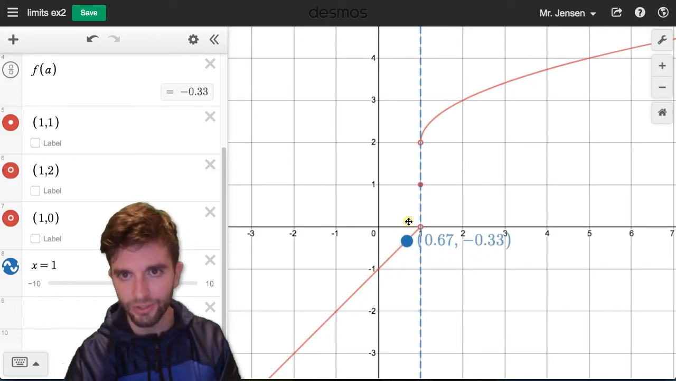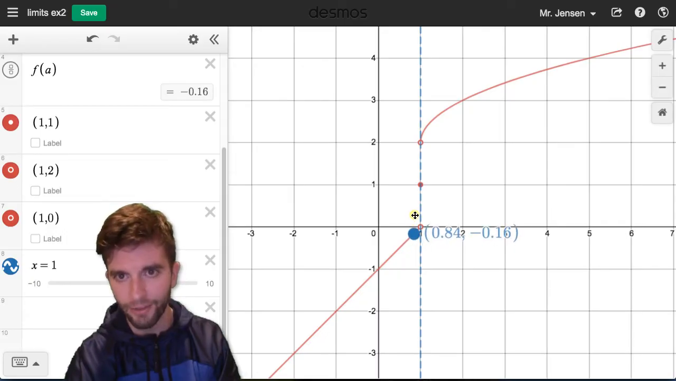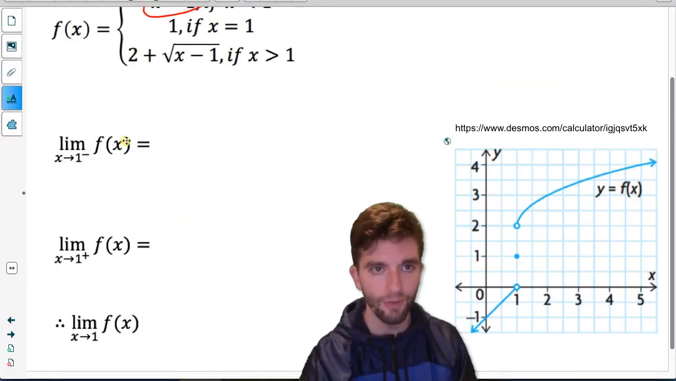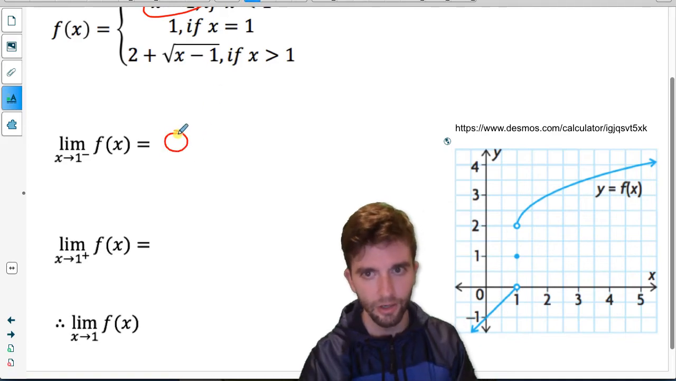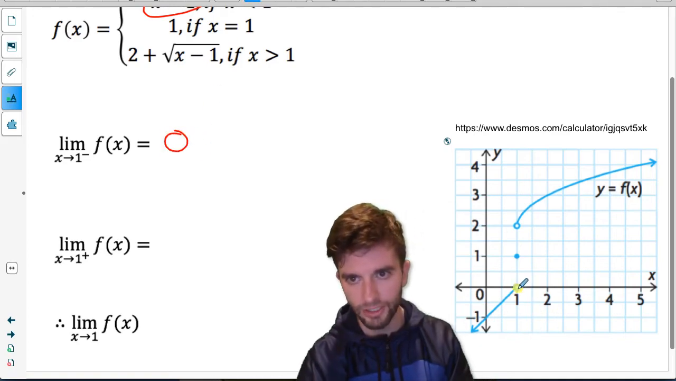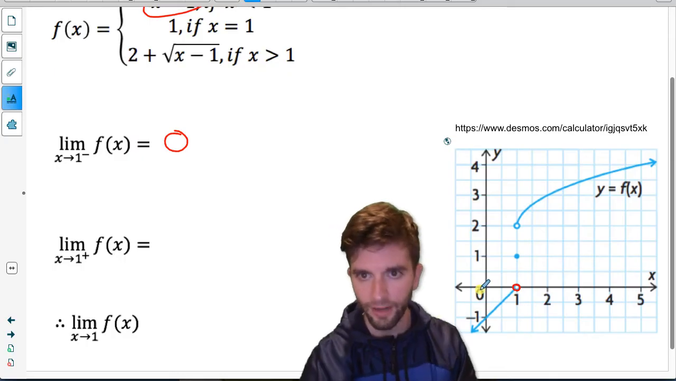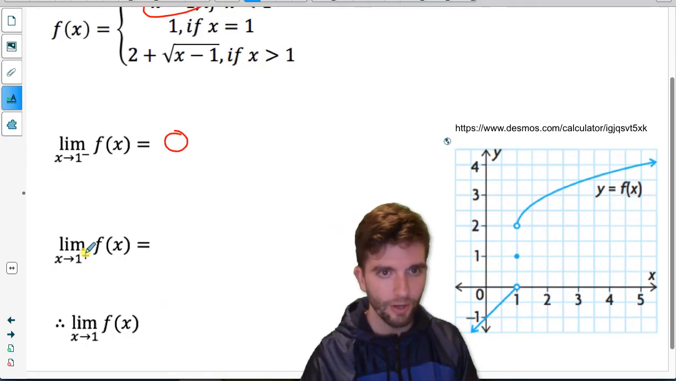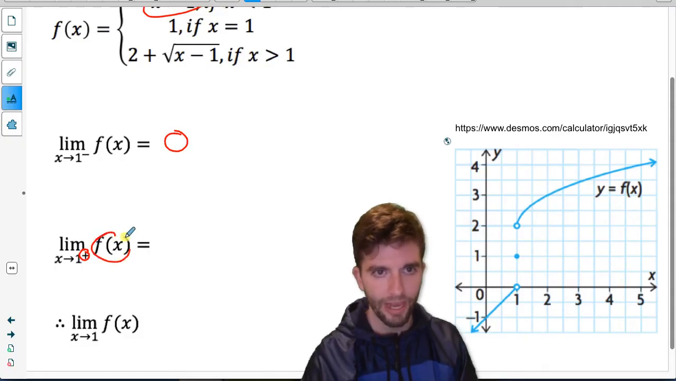As x gets closer to 1, the y value is getting closer and closer to 0, the y value of that open dot. So the limit of the y values as x approaches 1 from the left is 0. From the left, it's approaching that open dot. And that open dot has a y value of 0. How about if I approach an x value of 1 from the right of 1? What's happening to the y values?